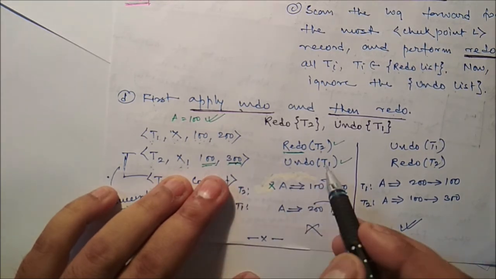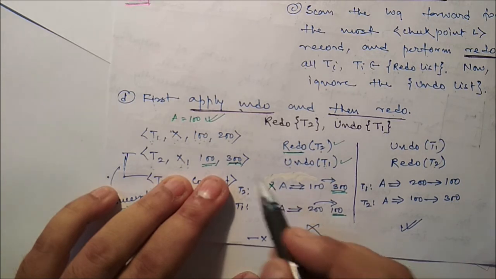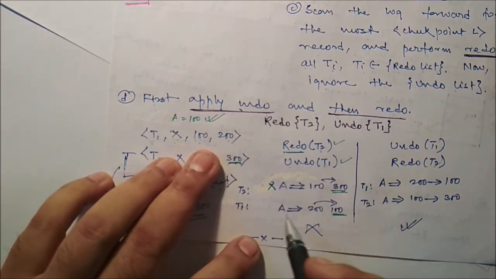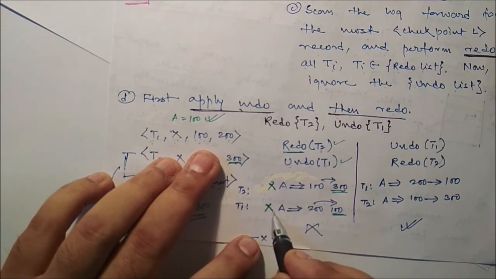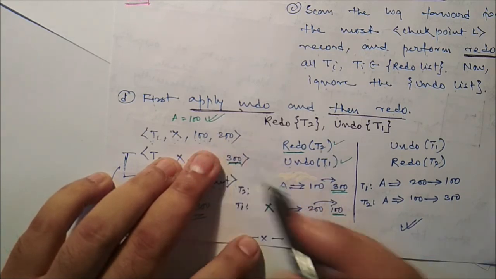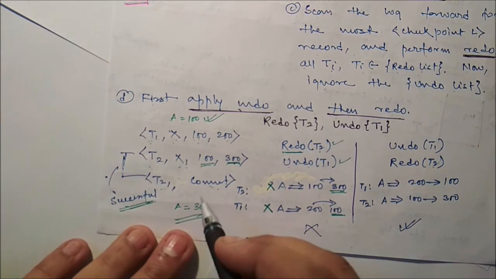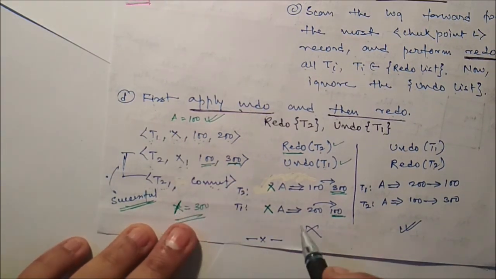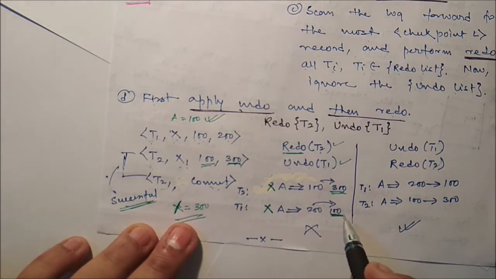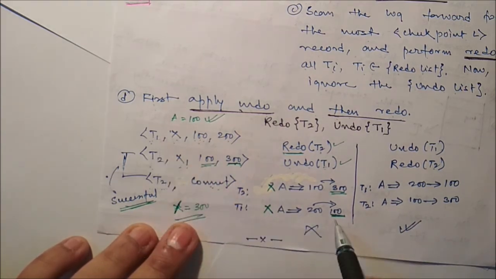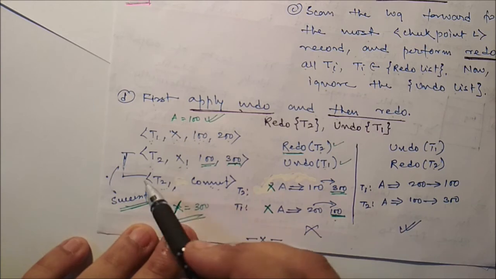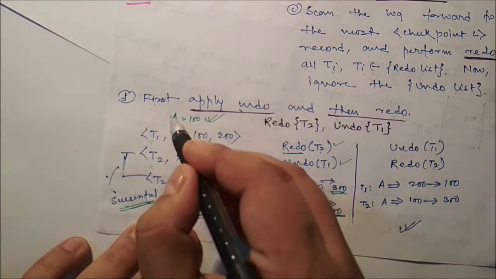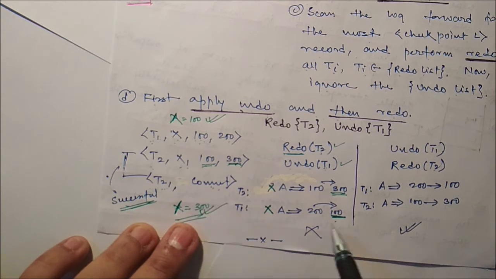After that we apply the undo. Undo means retain the old value, roll back. So the value of X will go from 200 to 100. The final value of X would be 100 if you apply undo after that. But T2 is successful, so the final value of X should be 300. It should not be 100.